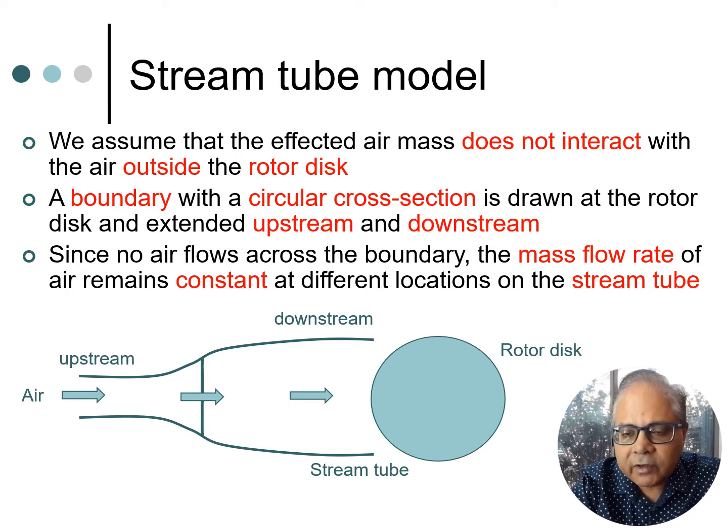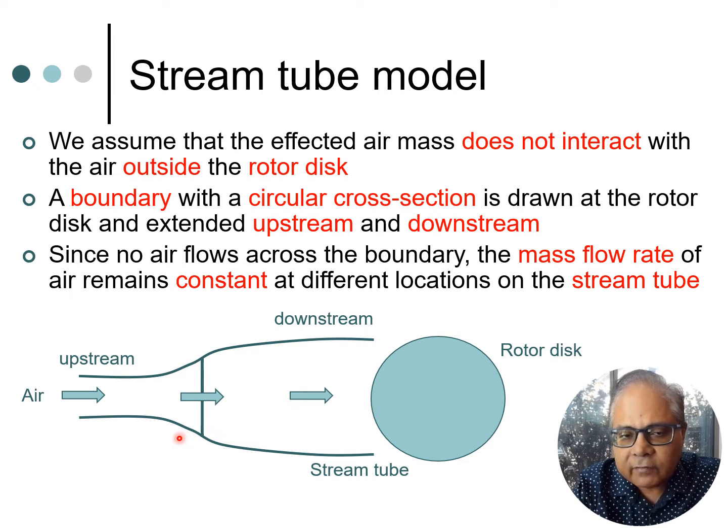So for example, we are going to assume that the affected air mass does not interact with the air outside the rotor disc region. So here you are going to see the rotor disc region. Let me switch on my laser pointer. So essentially you see that this is the rotor disc. So we are presuming that this location here is for the rotor disc. Then there is flow coming from the upstream region. So the air enters here, it goes through this rotor disc region and then goes further down.